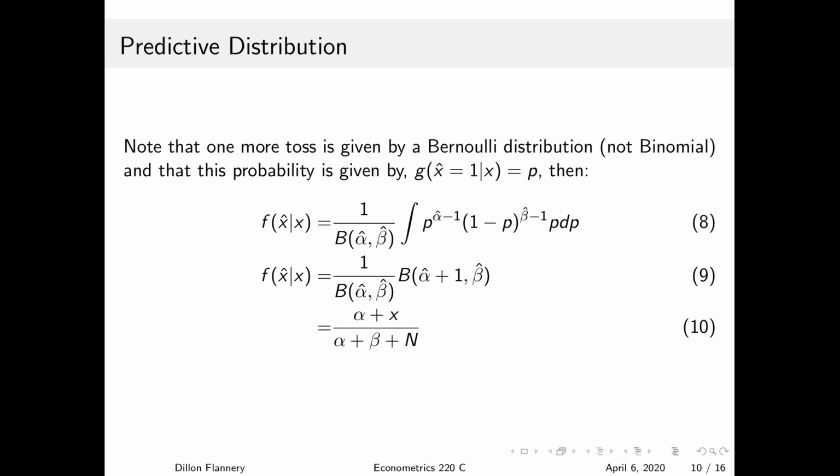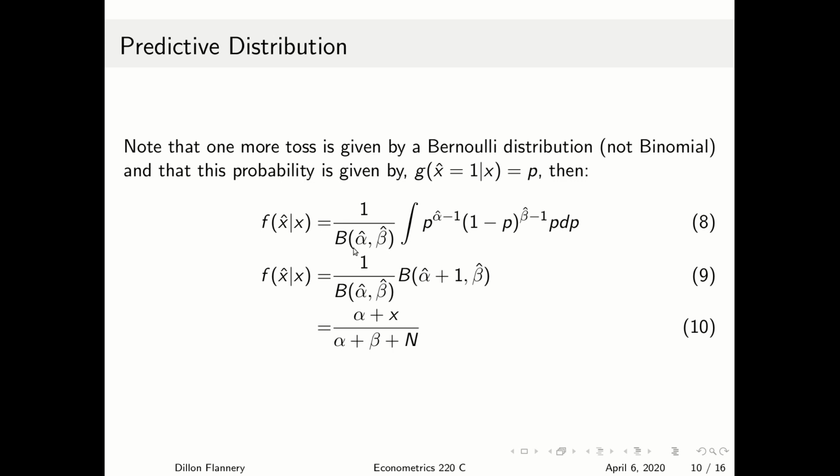This is how you'll do that integral. So you'll have this one more toss. You want to know what is the next chance of getting a head. Well, that's a Bernoulli distribution. It's not binomial because there's only one toss. I said, what's the probability of the next toss that you see being heads? So what's the probability that x hat equals 1? Well, we know that's p, and p is the value that we got from the posterior distribution. Okay, so do that integral.